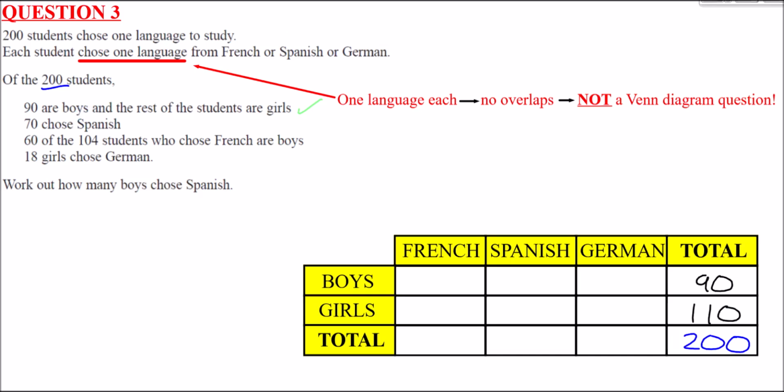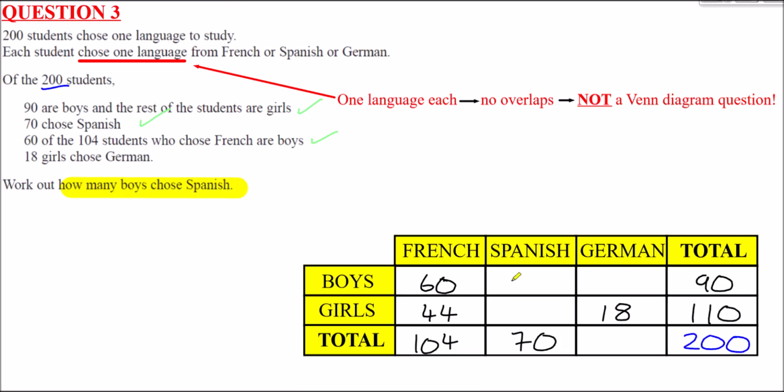70 in total chose Spanish, so Spanish total is 70, so that can be ticked off. 60 of the 104 students who choose French are boys. So 104 people chose French, and 60 of those are boys. So the number of girls that took French will be 104 minus 60, which is 44. So again, we can tick that one off. It then says 18 girls chose German. So German girls, 18. Now our target is just simply to find out how many boys chose Spanish.